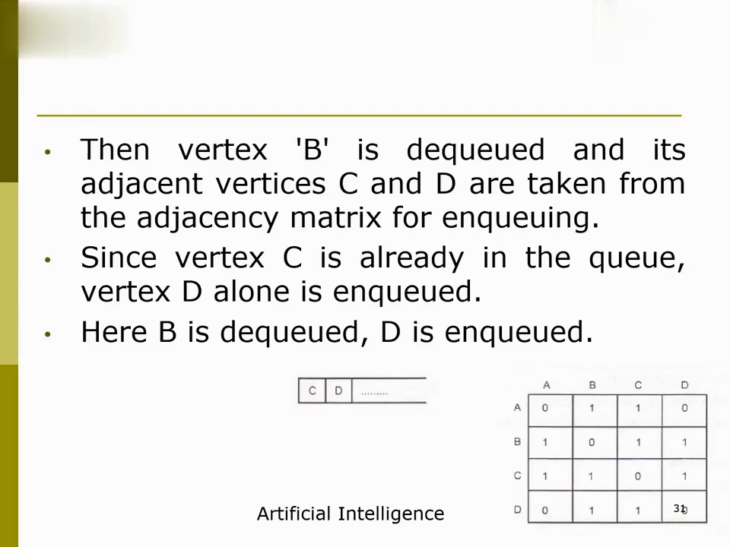Now, B is dequeued, it's removed, and you are finding the adjacent vertices of this B. Using the adjacency matrix, you can find these are all the 3 nodes. As A is already visited, leave that. The remaining nodes are C and D. C is already in the queue. So vertex D alone is enqueued here.